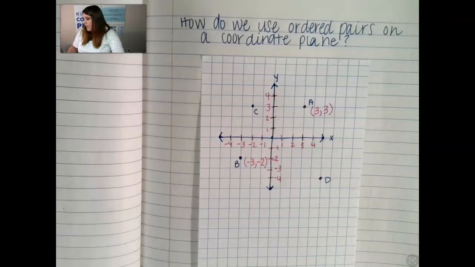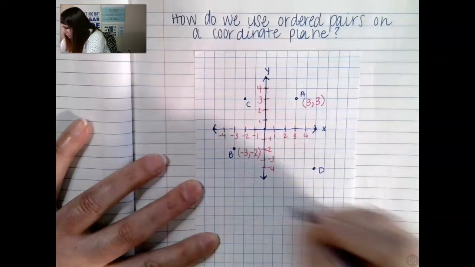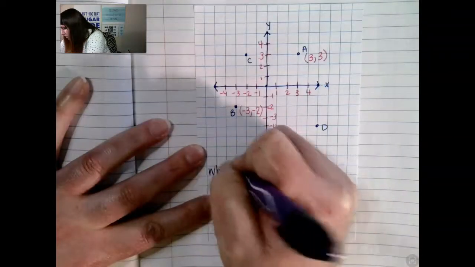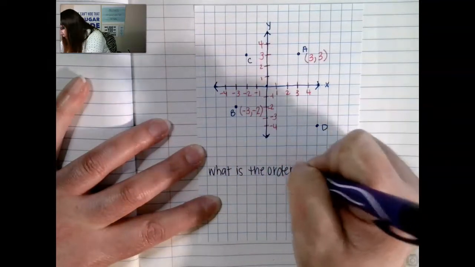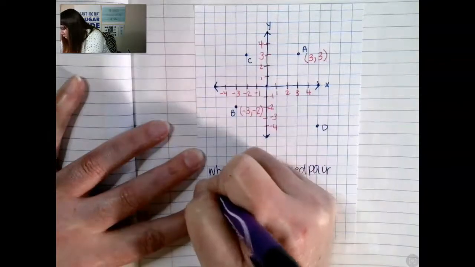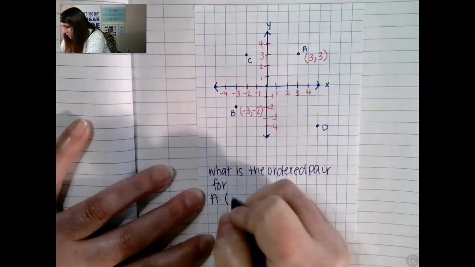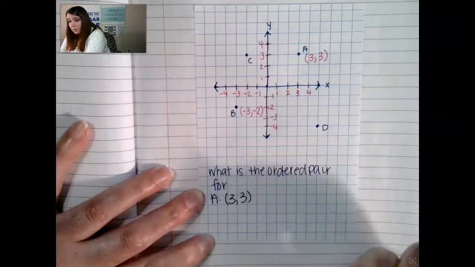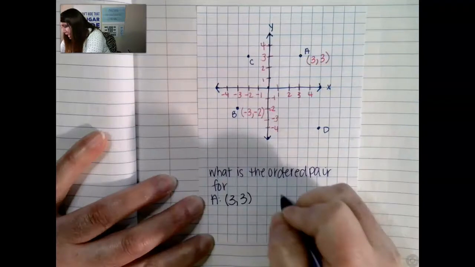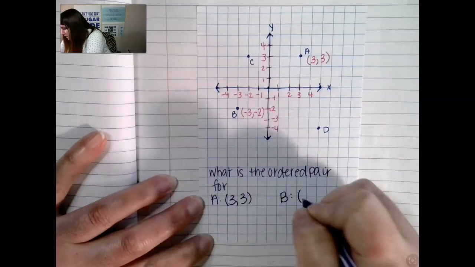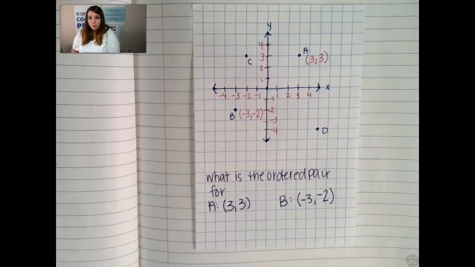Okay, so if they asked us, what is the ordered pair for A? You would be able to say that it is 3, 3. Or if they asked, what is the location of B? You would be able to say it is at -3, comma, -2. That is the location of both of those dots.